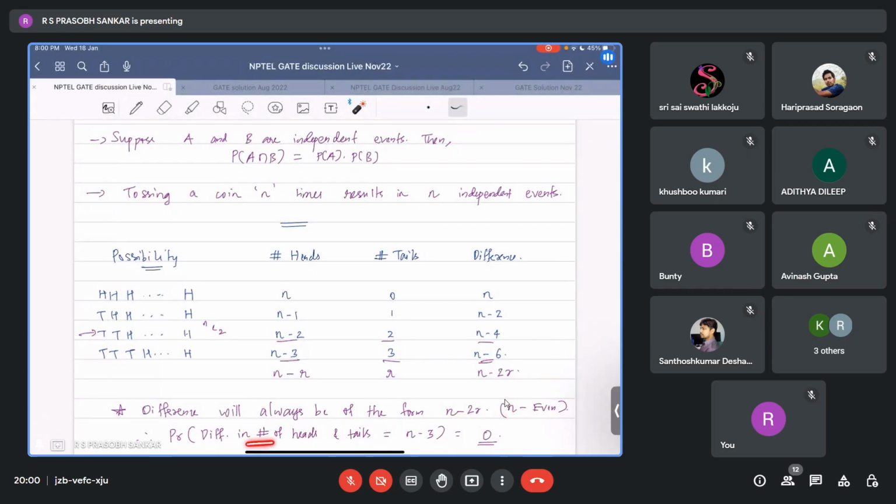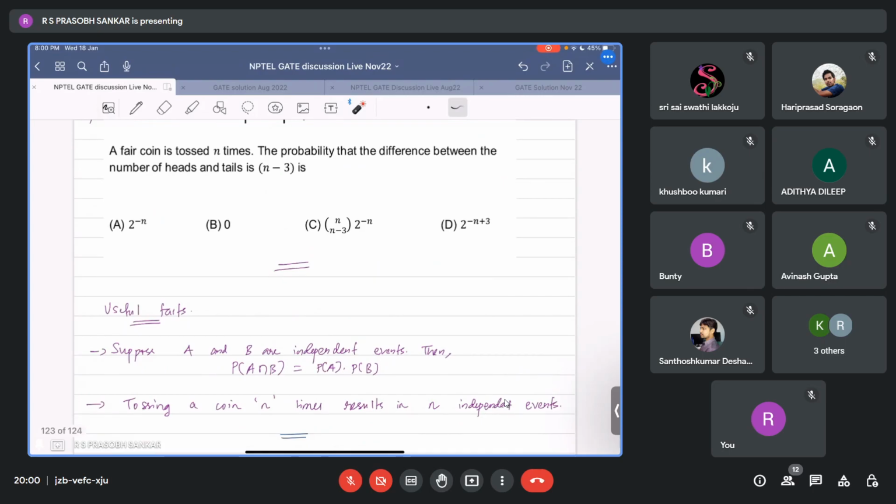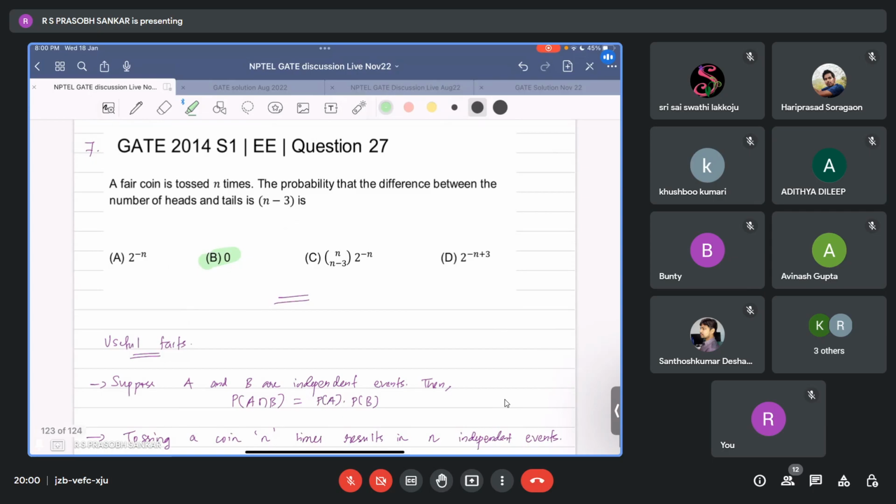In this question, we are asked to find the probability that the difference in number of heads and tails is exactly n minus 3. So if you see here, n minus 3 is not possible. Either it will be n, or it will be n minus 2, or it will be n minus 4, like that. So the right answer is 0. So option B is the correct answer. Any clarification? Is this okay?